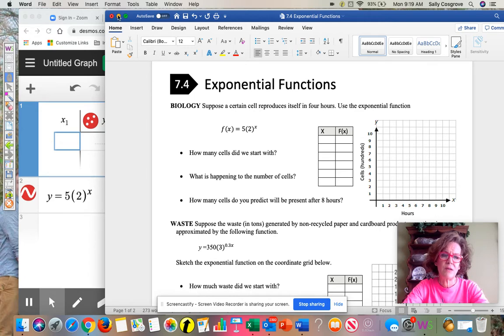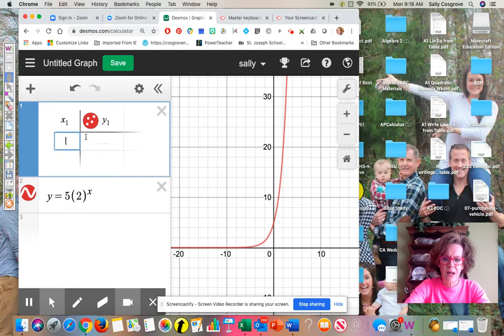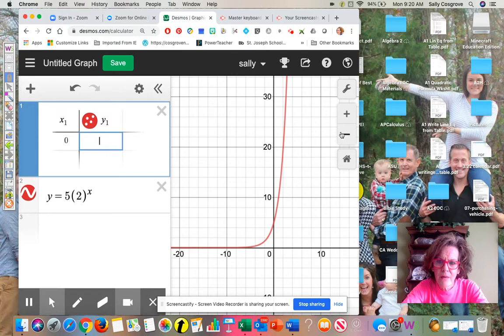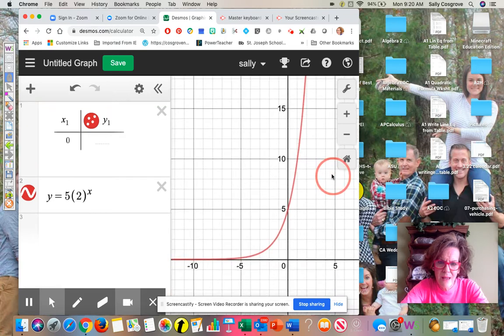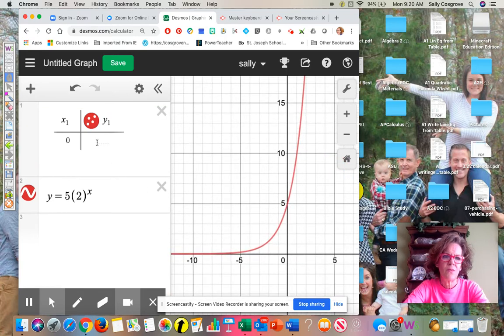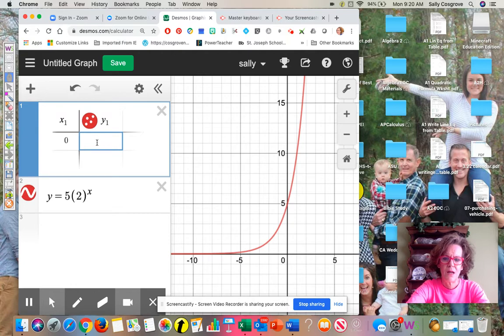All right, so we're going to start with the number 0, and when x is 0, what does it appear that y is? Let's look. Well, if I zoom in a little bit closer, maybe I can see that when x is 0, y is what? 5. There it is. Yep, there it is.